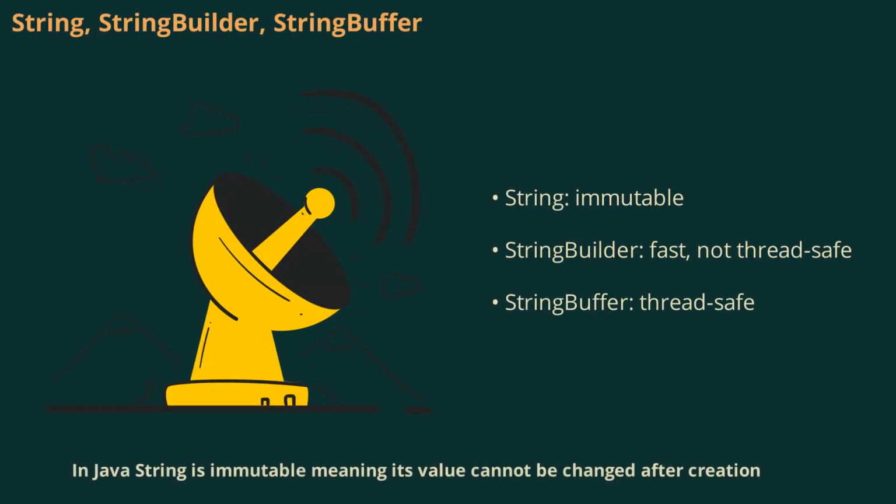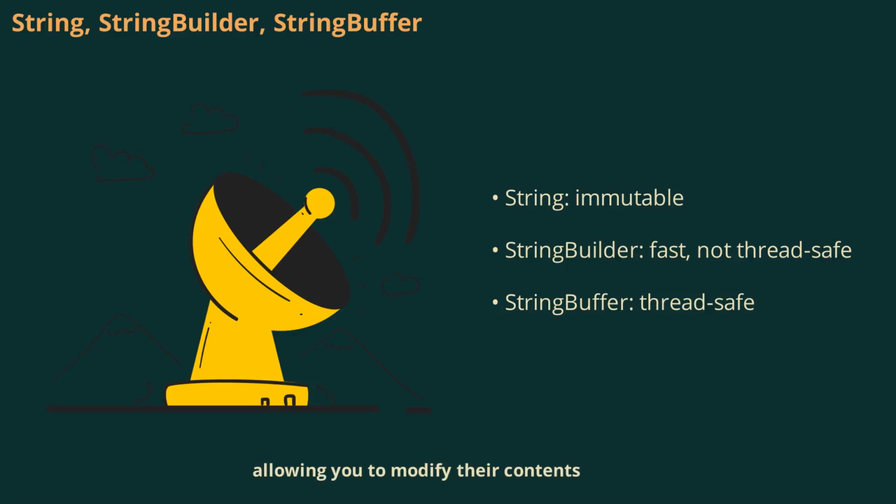In Java, String is immutable, meaning its value cannot be changed after creation. StringBuilder and StringBuffer are mutable, allowing you to modify their contents. StringBuilder is faster and preferred in single-threaded environments, while StringBuffer is thread-safe and suitable for multi-threaded scenarios. Understanding the differences helps you choose the right class for performance and thread safety in your application.